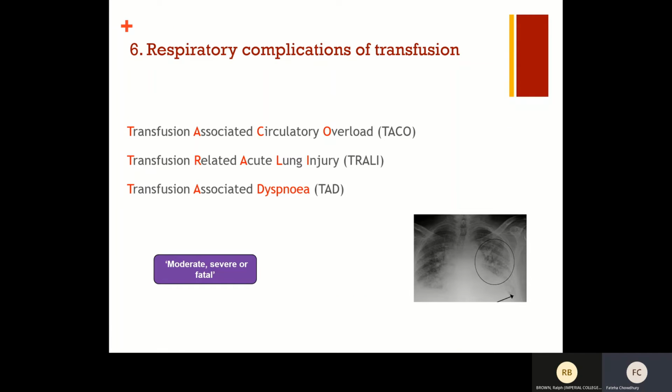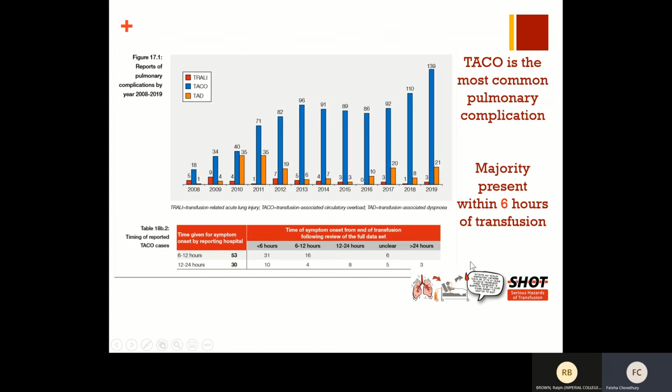So moving on to more common complications of transfusion. Respiratory complication is probably one of the most common, and TACO, or transfusion-associated circulatory overload, is the most common pulmonary complication, and it often presents moderate or severe and can occasionally be fatal. And really, a patient presenting with TACO just looks like someone with pulmonary edema, and giving them diuretics relieves the symptoms. This is the chest X-ray of someone with TACO.